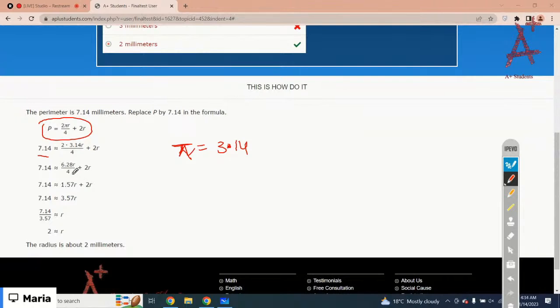So when you divide 6.8 by 4, it is 1.57. So 1.57 plus 2r is 3.57r. Got it? You have to calculate the value of r, that would be r equals 2. So the correct option is r equals 2.